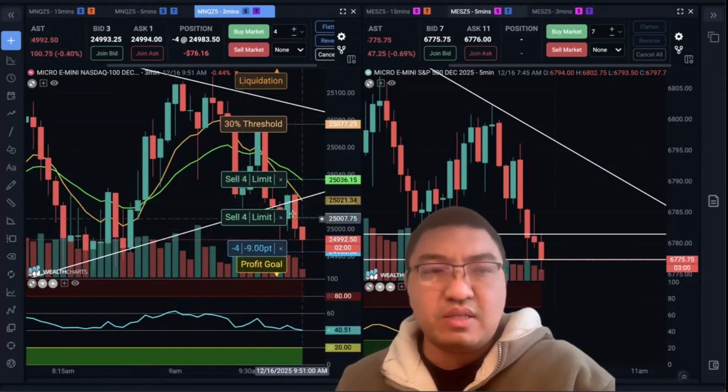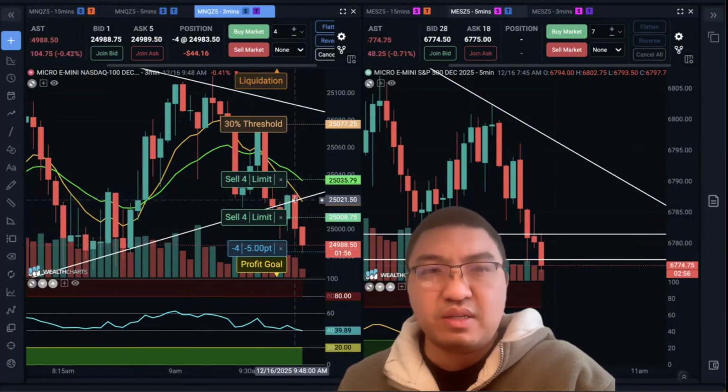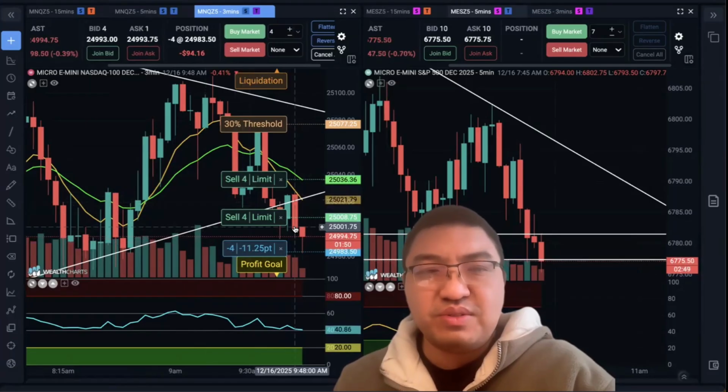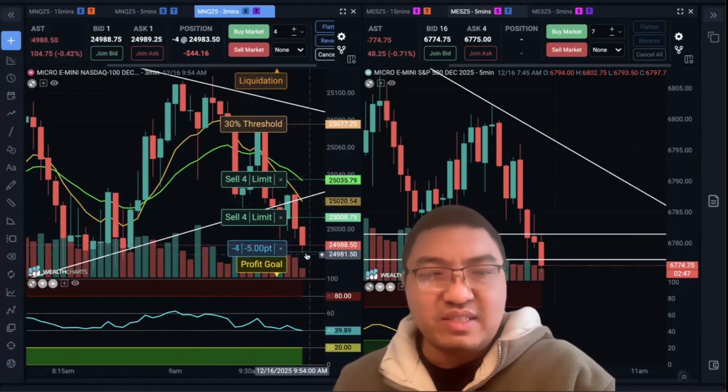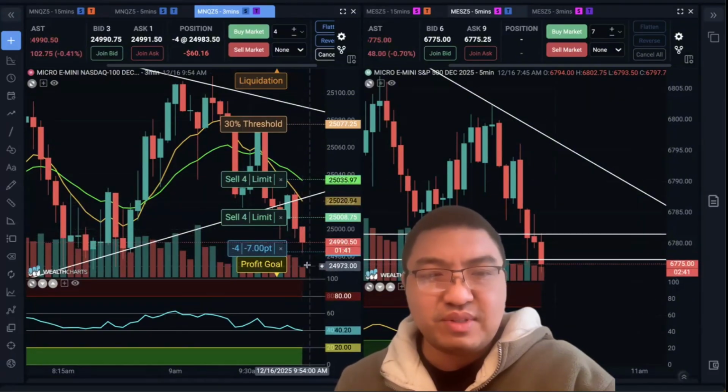But I see a structure something like this, and buyers step in. It gets overcome. So sellers are very strong, very fun to go down. So I see. Okay, this is a breakout pattern. I think this is a real breakout to the downside.